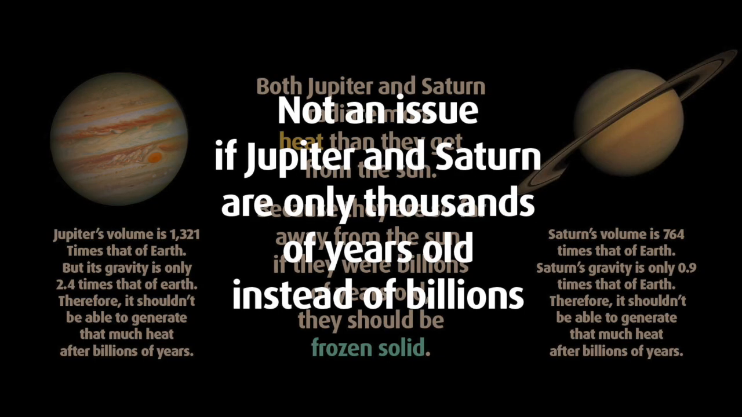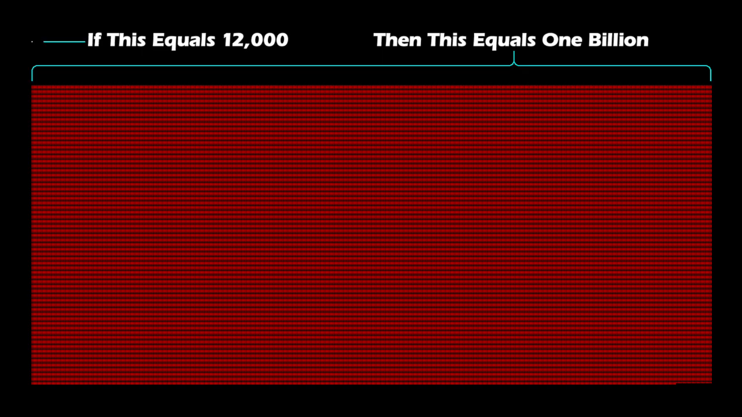This is not an issue if Jupiter and Saturn are only thousands of years old and not billions of years. Again, to remind you, that little white dot in the upper left equals 12,000 years. That's the maximum time any creationist model would allow. All those red dots of the same duration are needed to make just 1 billion years. So you have to multiply all of those by 4.5 times to see the difference in these two timescales. It's really hard for us to imagine and genuinely comprehend the difference in these numbers.